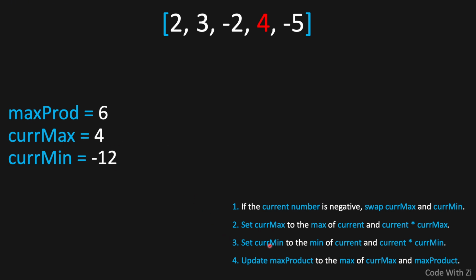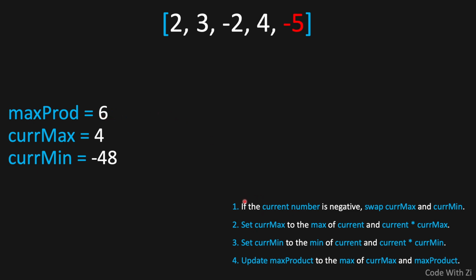And then for this one, set currentMin to the minimum of current, or current multiplied by currentMin. So this is going to be 4, which is our current number, or -12 multiplied by 4, and that's going to give us -48. Between these two, -48 is smaller, so we're going to pick this number as our currentMin, and then we have to update our maxProduct. It's going to be equal to the maximum between currentMax or maxProduct. Well, 6 and 4. Maximum between 6 and 4 is going to be 6, so it's going to stay as 6. And then we're going to move on to the next round, which is our final round.